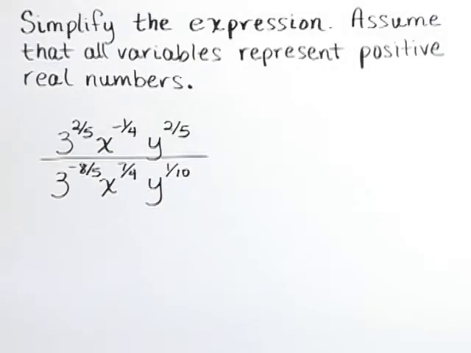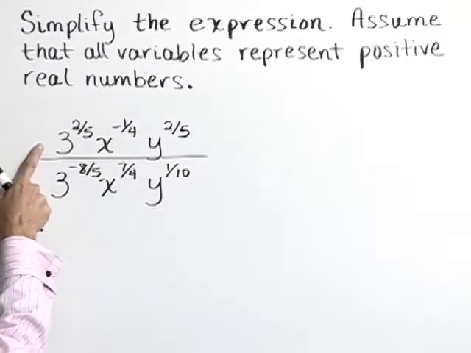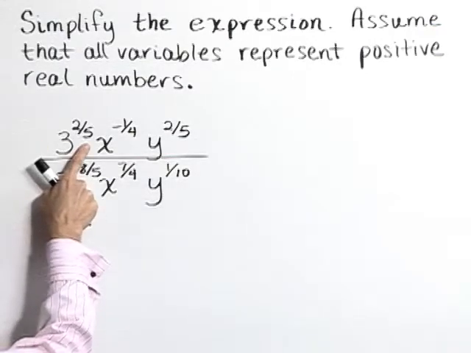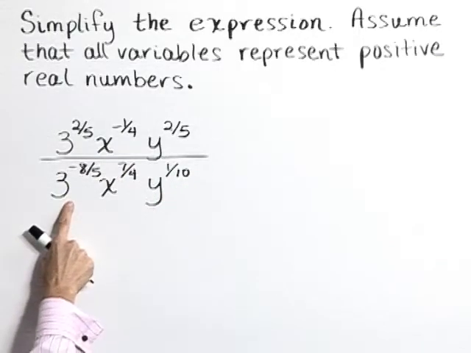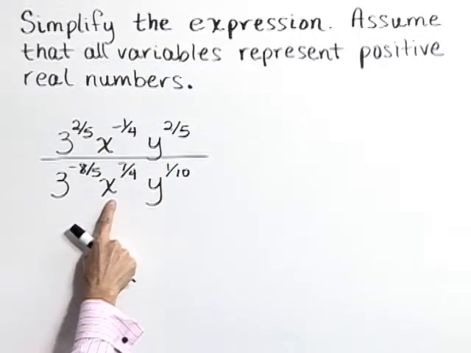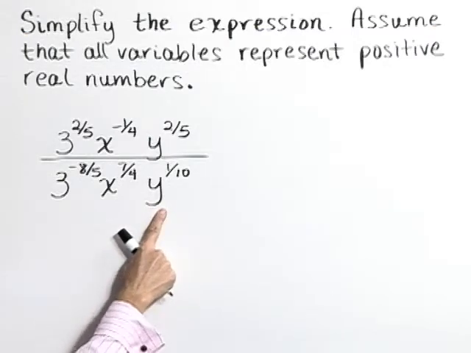Simplify the expression. Assume that all variables represent positive real numbers. Here we have 3 to the 2/5 power times x to the negative 1/4 times y to the 2/5, all over 3 to the negative 8/5 times x to the 7/4 times y to the 1/10.